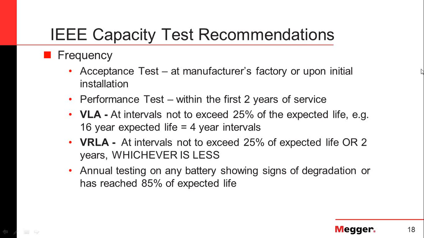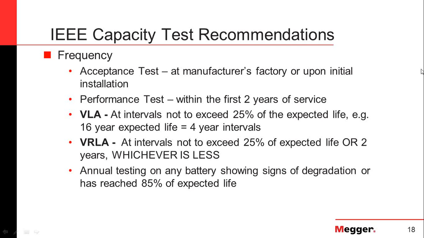So, and actually that's what this slide gets into. With the ohmic value, yeah, you're going to want to do that at a minimum annually. I mean, for vented lead acid, definitely you're going to want to do that annually, and for the valve regulated lead acid, you're going to want to do that quarterly. But for vented lead acid batteries, you're going to want to do the test within the first 2 years of service, and then you'll want to continue to do tests every 25% of the expected life.